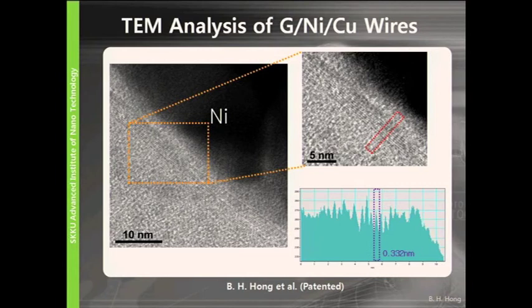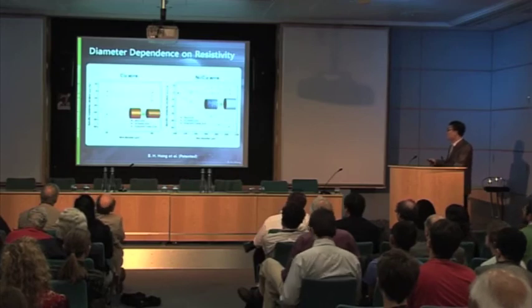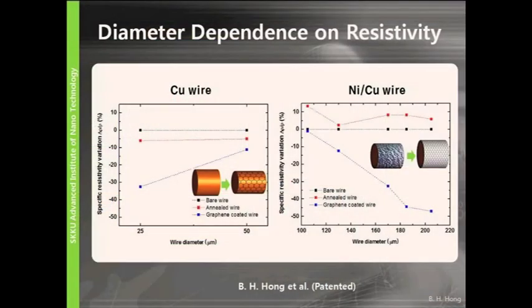If you look at this TEM analysis of graphene-coated nickel copper wires, we see multilayer graphene formed on top of nickel. We compared the conductivity of the wire depending on the diameter of the copper and nickel copper wire. In the case of copper wire, the larger diameter shows less enhancement. But in the case of nickel-coated copper wire, as the wire diameter increases, we get better conductivity. As you see here, this is saturating somewhere here.